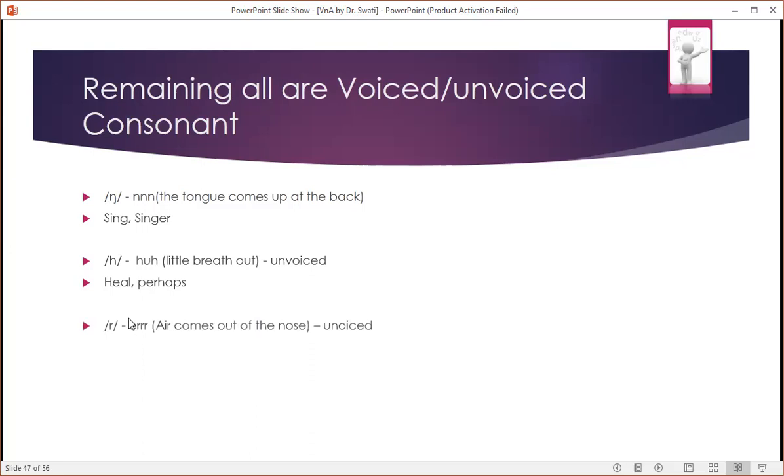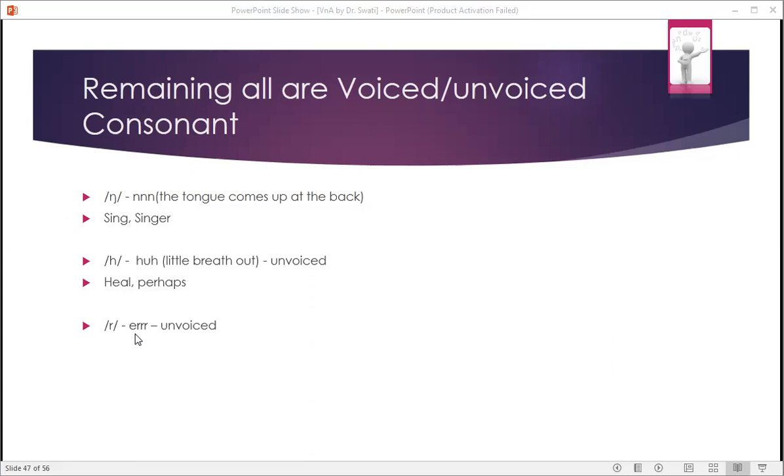Then we have the sound where again the air comes out of the nose. All right, so this particular symbol is giving this sound. There was some error here, so I have just changed it.